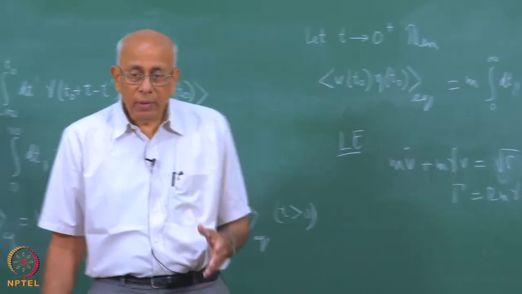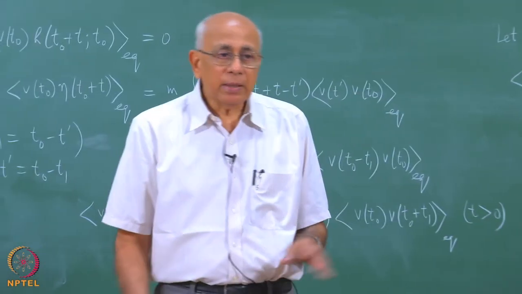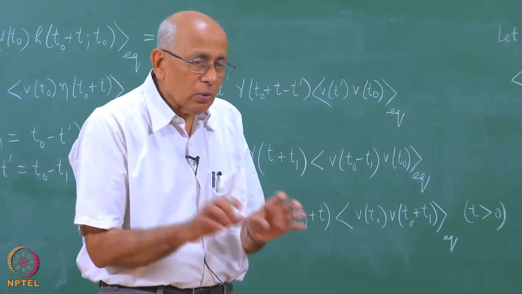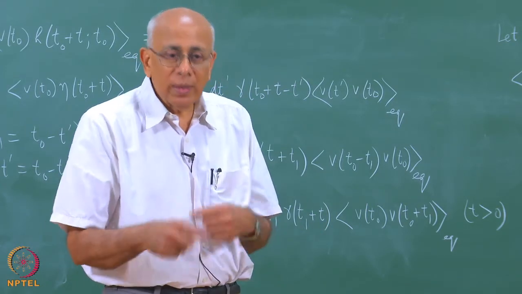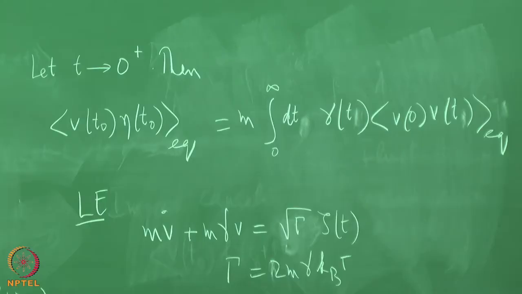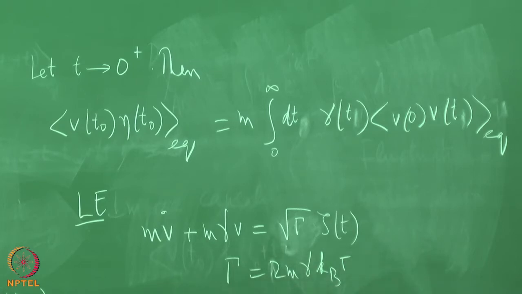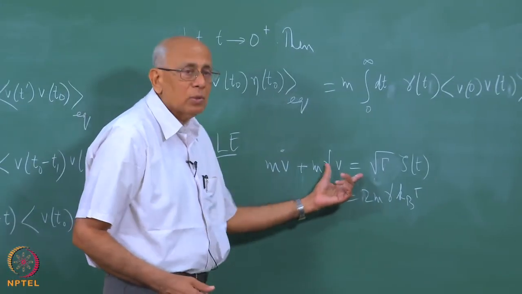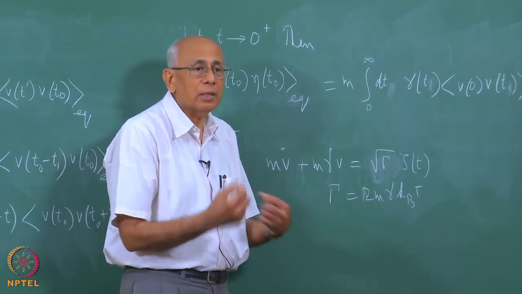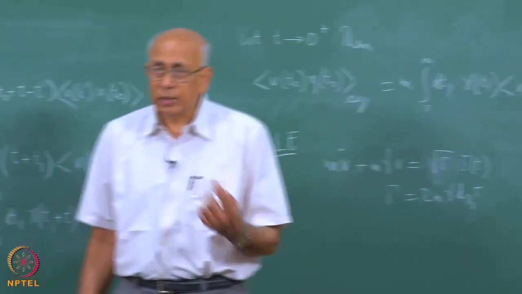And we also discovered that even though you started by saying, when we took averages, that v was uncorrelated with eta at the same instant of time, after you computed things, you discovered that was not really true, that v of t naught, eta of t naught was not zero identically. But even this is a coupling between gamma and eta. Exactly. So there is a coupling back here. So this is a consistency condition. There is a reaction on the medium.